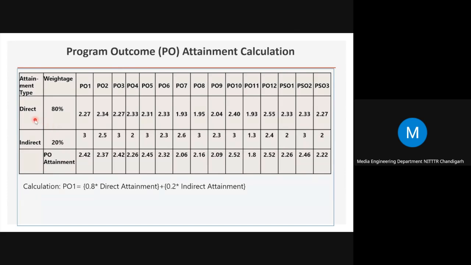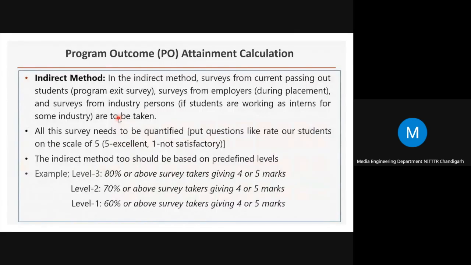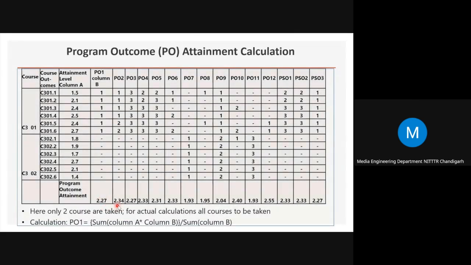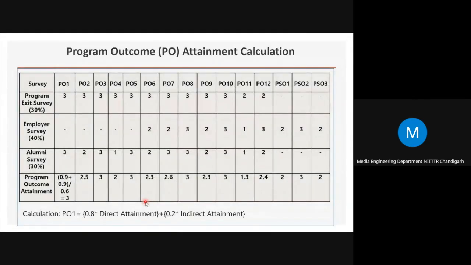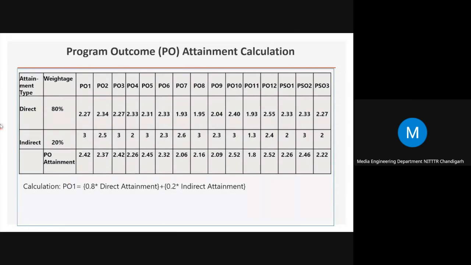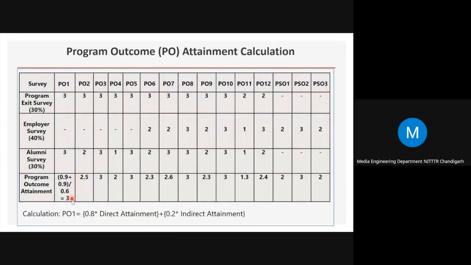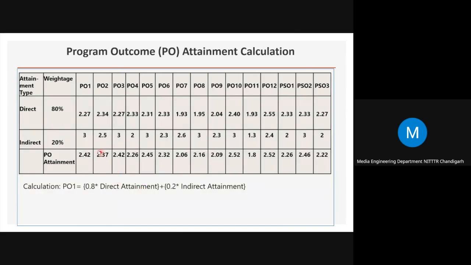Based on these weightages, we'll calculate the overall PO attainment, which will have contributions from both. So we first write the PO attainments from the direct method: 2.27, 2.35, 2.327, 2.33. All these values represent the direct attainment, right? The indirect attainment is from this table, so you can see 3, 2.5, 3, 2, 3. These values are written here, right?